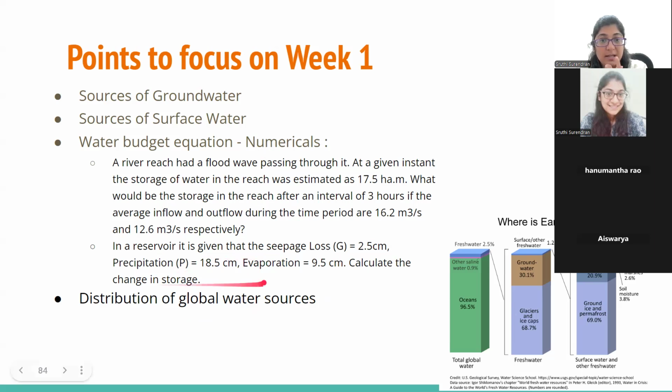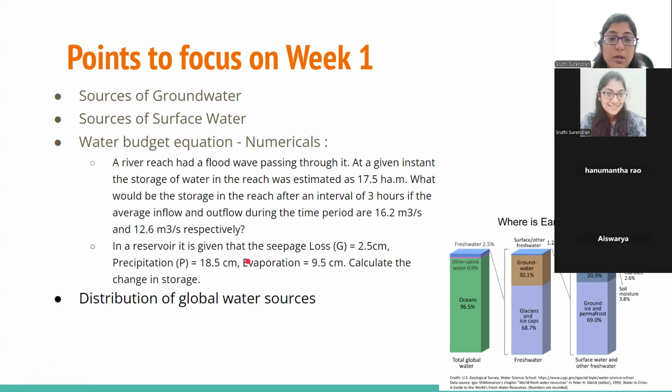Seepage loss is given, evaporation. These two are outflow components. So using the water budget equation, which is nothing but inflow minus outflow is equal to change in storage, you can calculate what the change in storage is. Questions of this format, I think, are pretty sure to come.